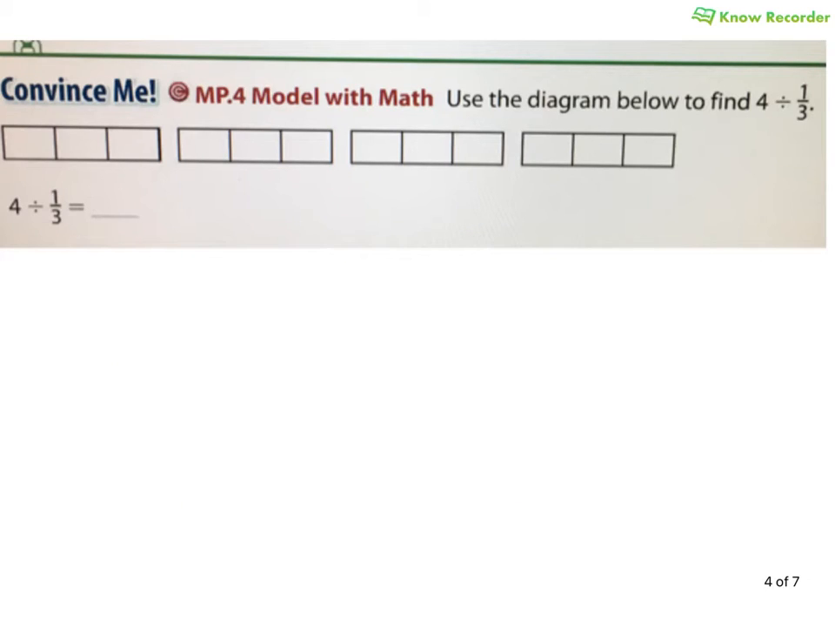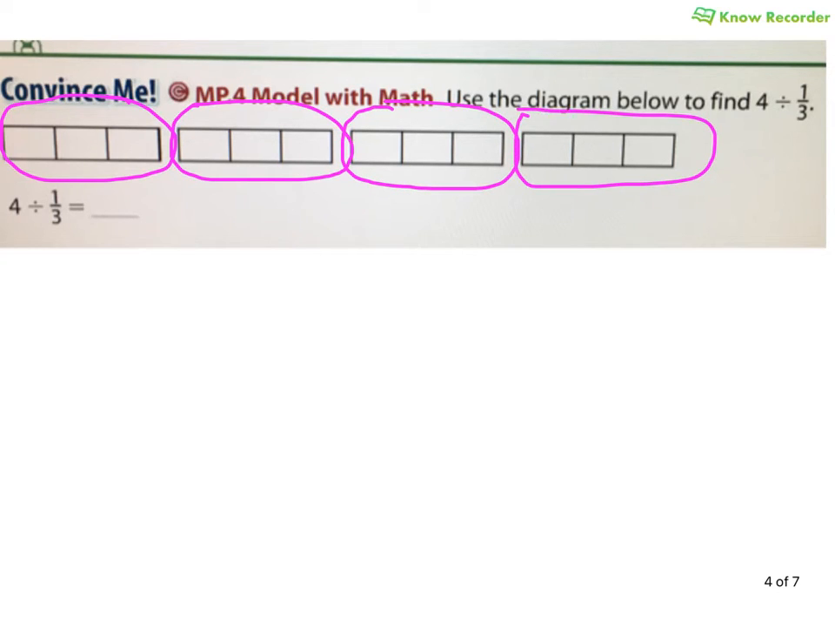All right. They want me to use this diagram to show how 4 divided by 1/3 equals 12. So, first thing I notice, I have 4 wholes. Here's a whole, and I know that they're wholes because they're separate. They're not touching, so they're wholes. Boom. I have 4 wholes. Each whole was then cut into thirds.